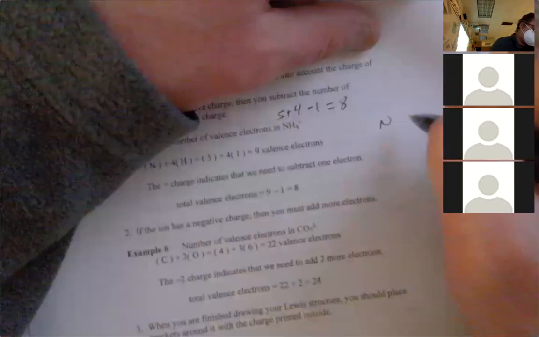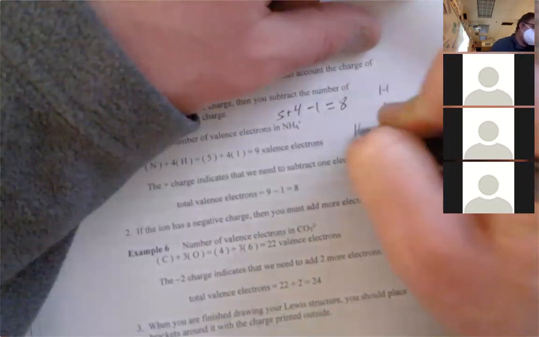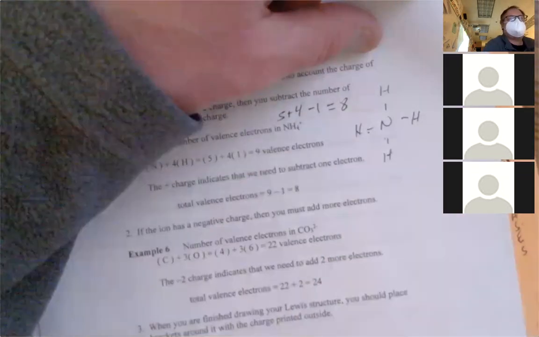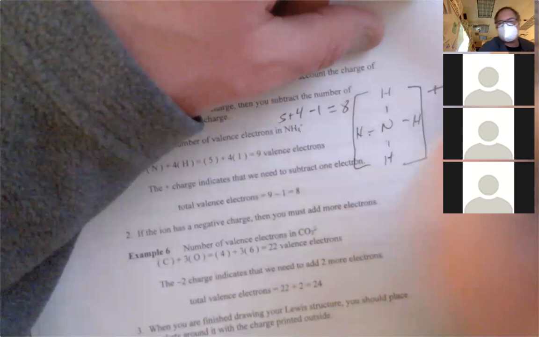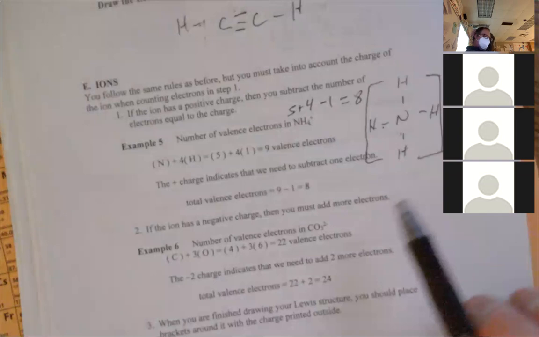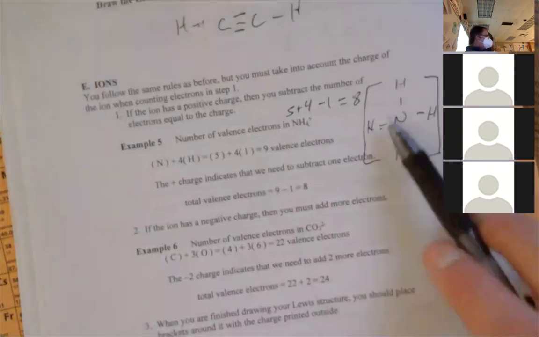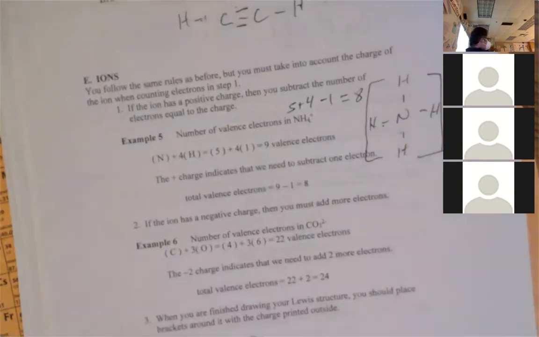Nitrogen's in the middle. Hydrogen's all around. 2, 4, 6, 8. Here's the one thing that people will forget about ions: you need to put brackets on them and put that charge right up there. If you don't, somebody's going to say, hey, wait, 2, 4, 6, 8 electrons are showing, but we should have 9 electrons because nitrogen and hydrogen add up to be 9. By putting this bracket and this positive here, you're telling somebody, oh yeah, but remember we have to subtract 1.